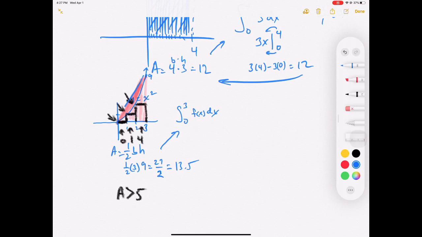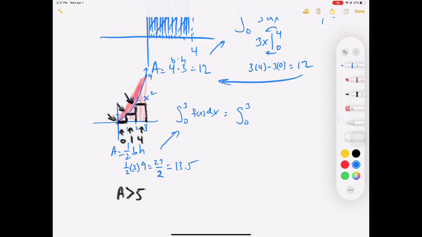If this is an over approximation and this is an under approximation, the actual integral is someplace in between, isn't it? So let's do what we mentioned we were going to do. Let's take the integral of the function from 0 to 3. Are the heights constant? No, they're constantly changing, and it's not a nice geometric shape, but it's okay.